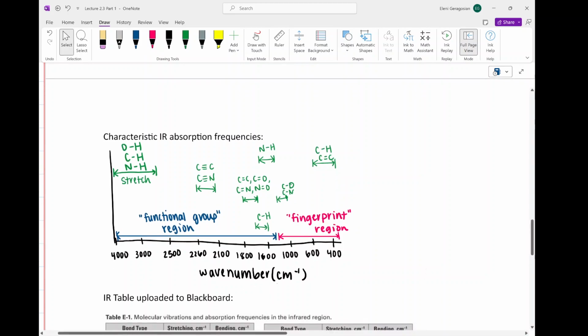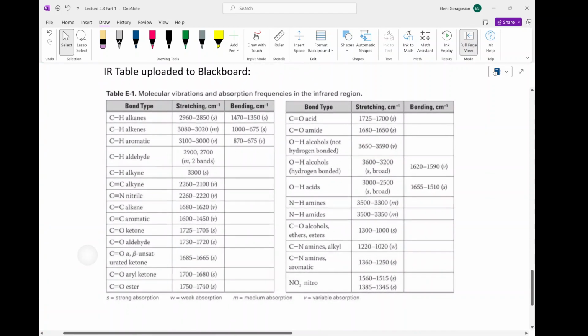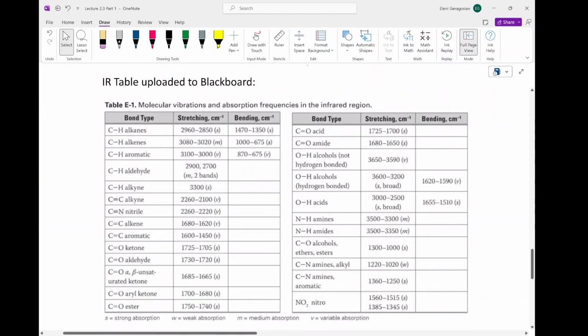Okay, so the IR table organizes all of this nicely. It is uploaded to Blackboard in the handouts folder. And this is something you would be provided on assessments as well. So you want to learn how to use it. There are specific bonds that you'll see more frequently than others where you might start to remember where to look for those peaks. But let's look through this table and, like I said, use this as a reference guide.